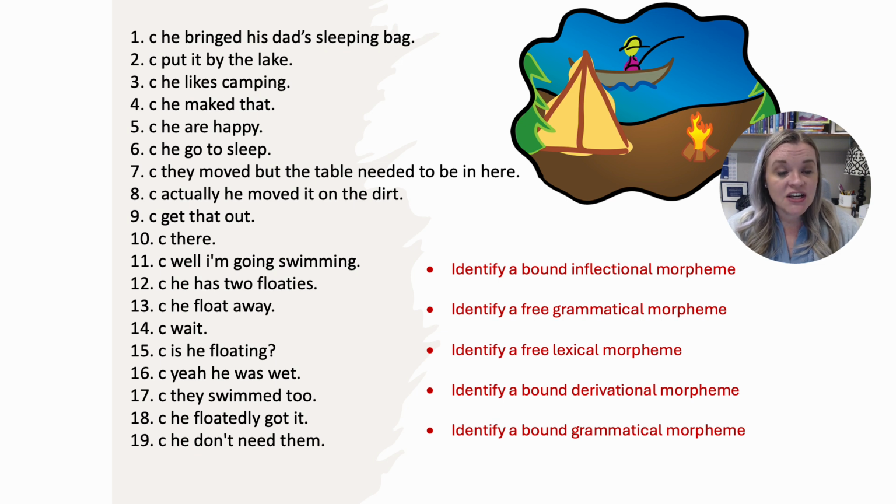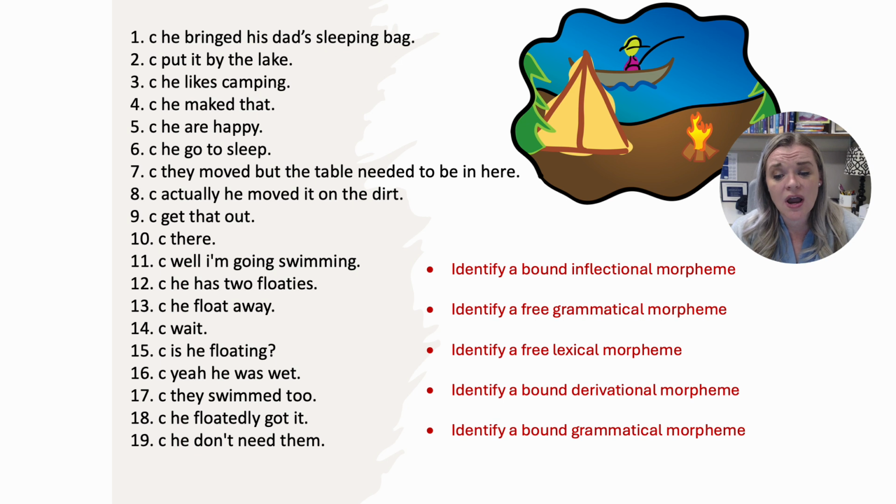How about number 6, to, he go to sleep. To is also a free morpheme, but it's grammatical because it holds no other meaning without its relationship to those lexical morphemes. So similarly, the third item on that list is identify a free lexical morpheme. So free, again, means it can stand by itself, and lexical means it can hold meaning all by itself. So there's a gazillion of these here, like floaties, weight, sleep, dirt. All of those plus so many more would be considered free and lexical.